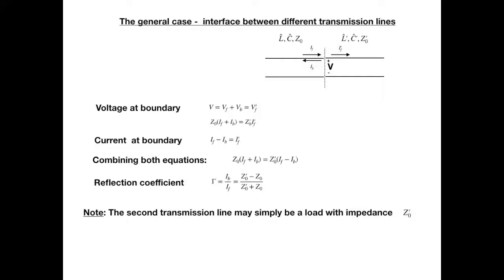Also, if Z prime is infinity, we get the same formula as we got before. We get reflection coefficient 1. Note that if Z naught prime is 0, we get a reflection coefficient which is minus 1. And if it's infinity, we get a plus 1. If we have a short circuit here, we have the reflection with a sign change.